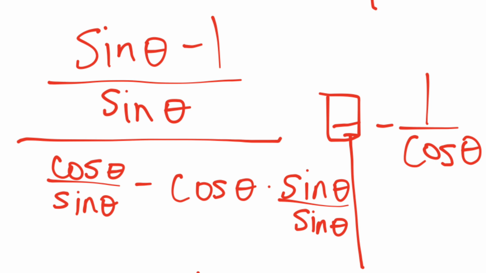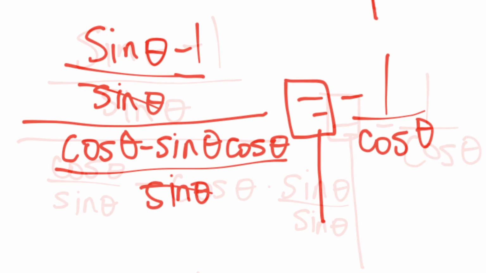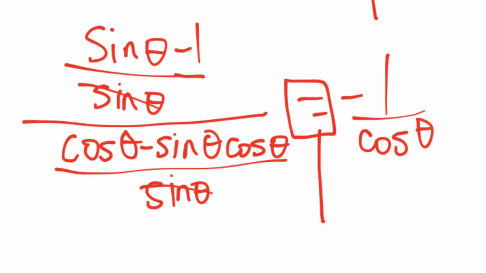I used the quotient identity to turn cotangent theta into cosine theta divided by sine theta. Then I multiplied cosine theta by sine theta divided by sine theta to create a common denominator on the bottom of the division bar. I then realized that both the denominators were sine theta and I canceled them out.